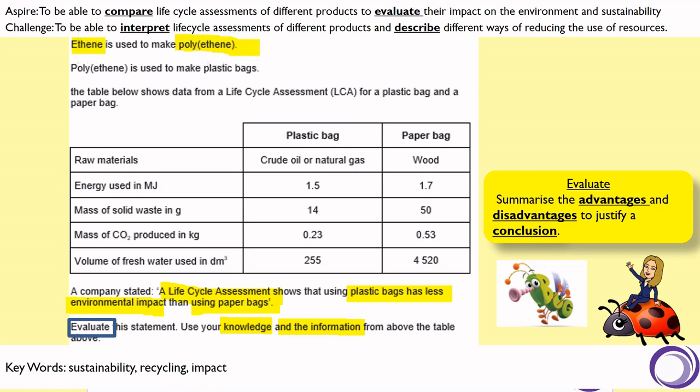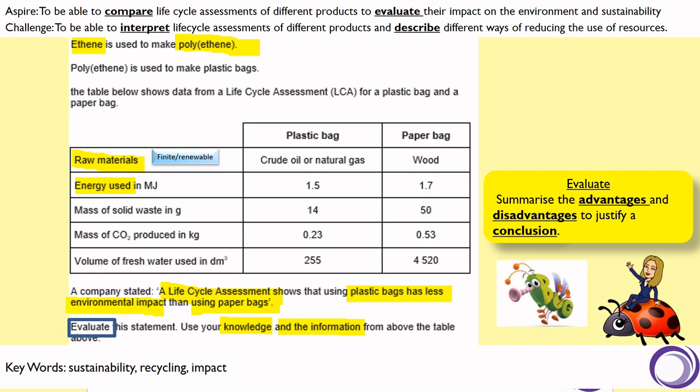Ethene is used to make polyethylene. Ethene obviously coming from crude oil, and polyethylene is used to make plastic bags. The table below shows data from a life cycle assessment for a plastic bag and a paper bag. So let's look at the raw materials first. They're either going to be finite or they're going to be renewable, and obviously we can see the plastic bags being made from crude oil and the paper bags being made from wood.